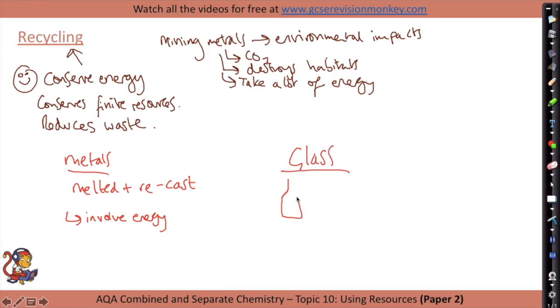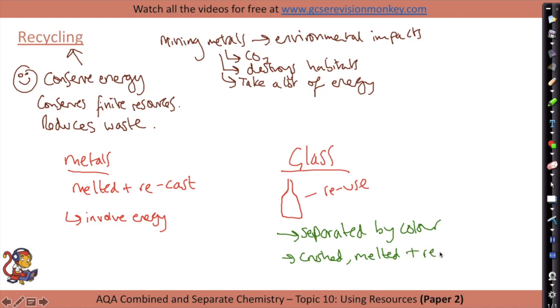Now, if you had a glass bottle, you could either just reuse that straight away, or you can take that to a bottle bank, and as you know with a bottle bank, they are separated by colour. So you can put your colourless bottles, your brown bottles, and your green bottles in different banks. They are then crushed, melted, and reshaped, and they can be used as other things. One particular example of recycling metals that you need to be aware of is recycling scrap steel.